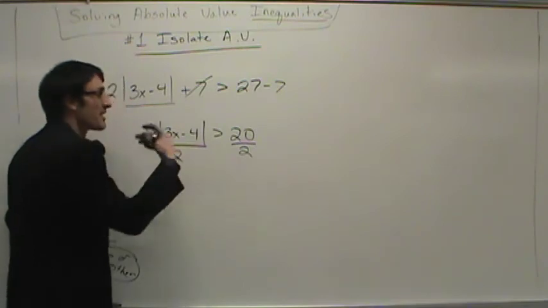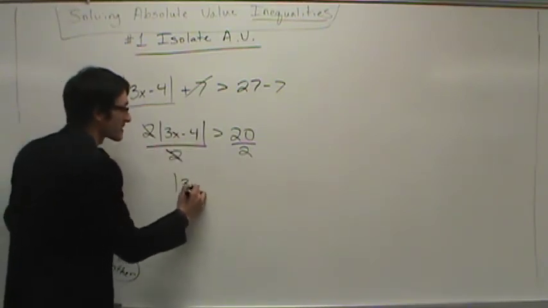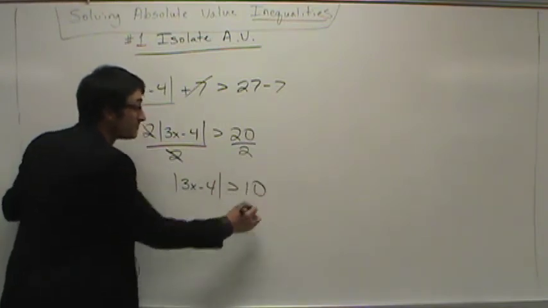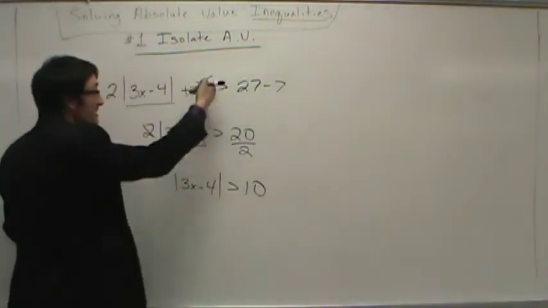So for the test, I want you guys to be saying, okay, we're not going to check until it is isolated. Divide by 2, we have 3x minus 4 is greater than what? 10. Okay? Yeah, that's the same as the problem. So this was the problem in the book. You see, this is 2 steps harder.